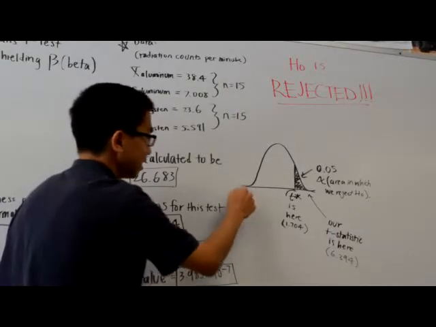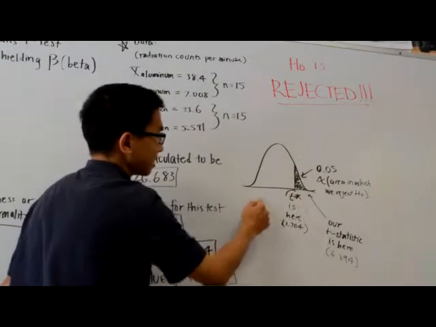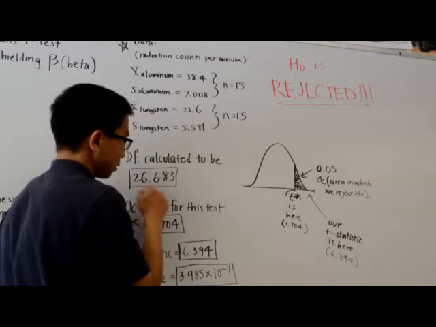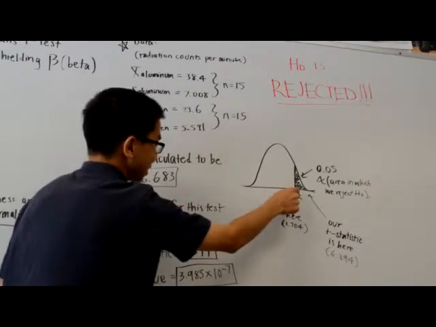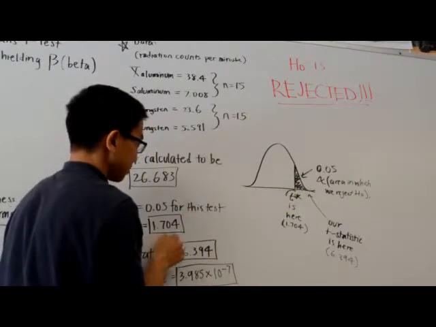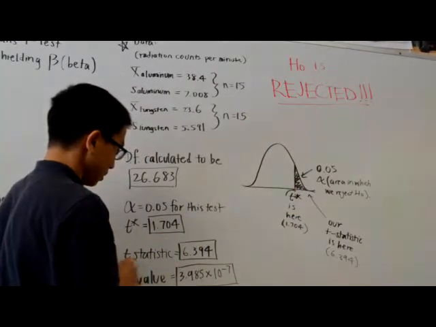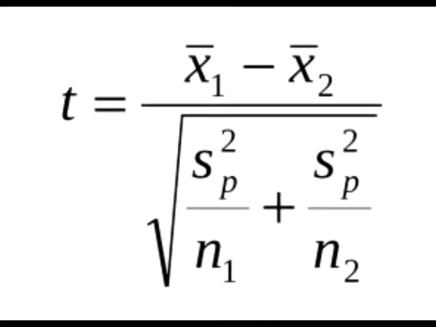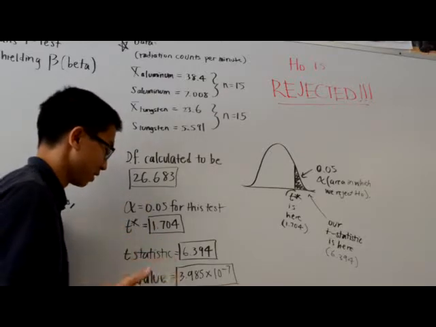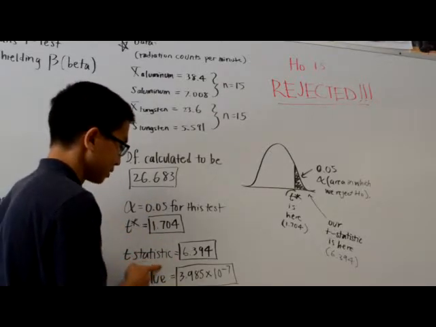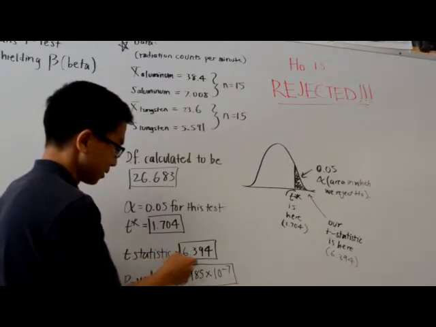This is pretty much on a t-distribution like this with 26.683 degrees of freedom. The 95th percentile is 1.704. Now, using this formula, we calculate our actual t-statistic for this test, and that formula is shown here. Substituting in all the values, we obtain a value of 6.394.